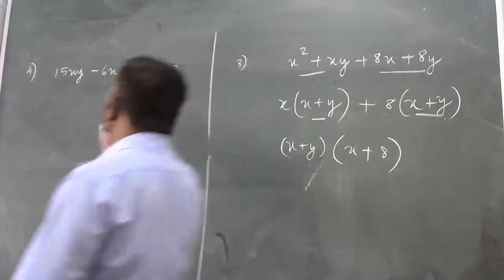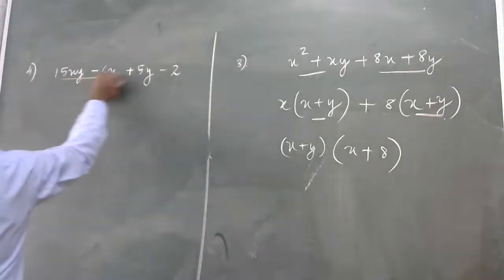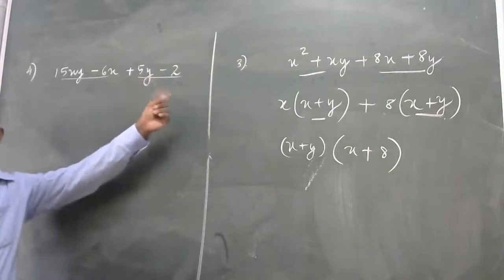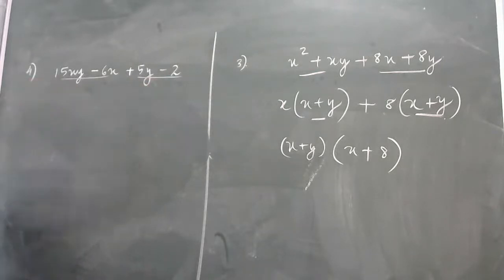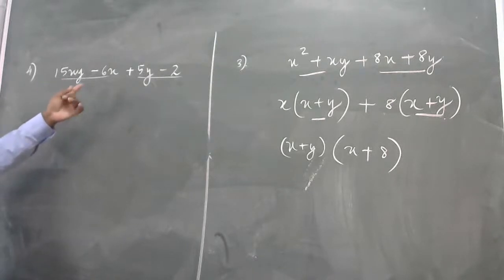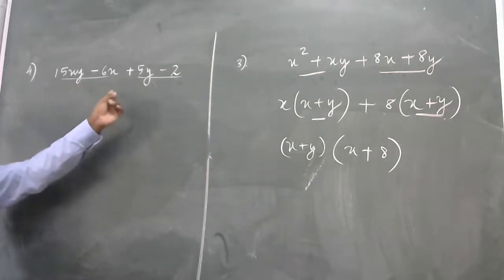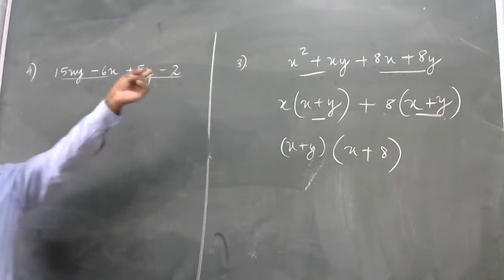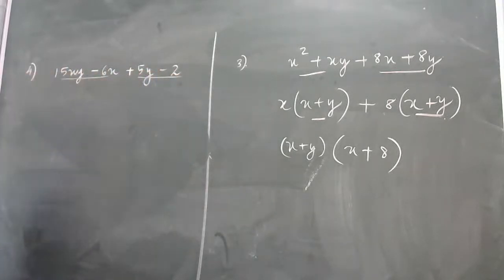Suppose you make these two as one group and these two as one group. How many have you done? So suppose you make these two as one group and these two as another group. From here what is common? 3x is common. So if you take out 3x, what will be left out? 5y will be left out and here 2 will be left out. And here also what we are having: 5y minus 2. So we can get common things there.